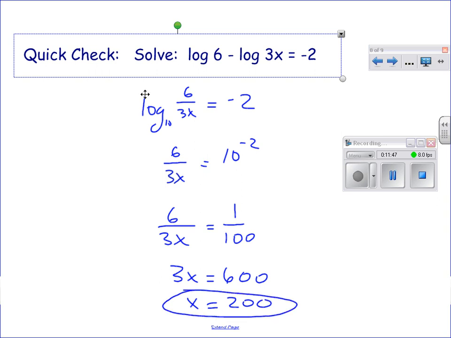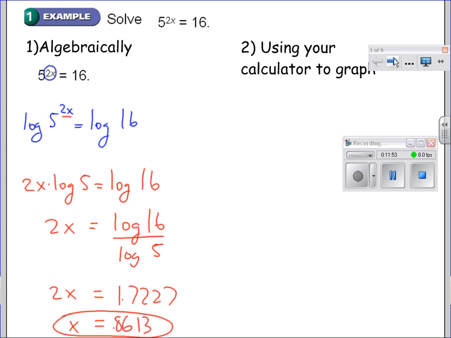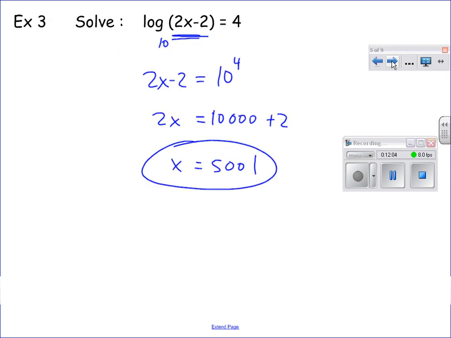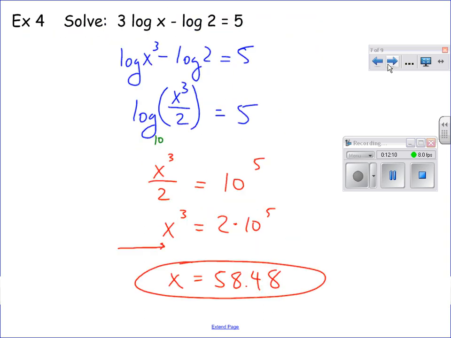Alrighty, that is it, folks. You can solve exponential equations by putting them into log statements, taking the log of both sides, and you can use change of base. You can also solve with x in a logarithmic statement, either by changing it into an exponential right away, or by having multiple log statements, crunching them into one log statement, and then putting it into an exponential.